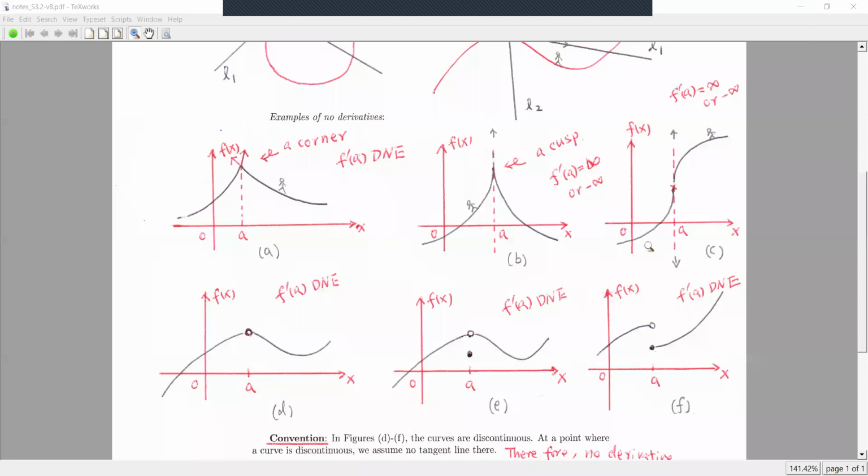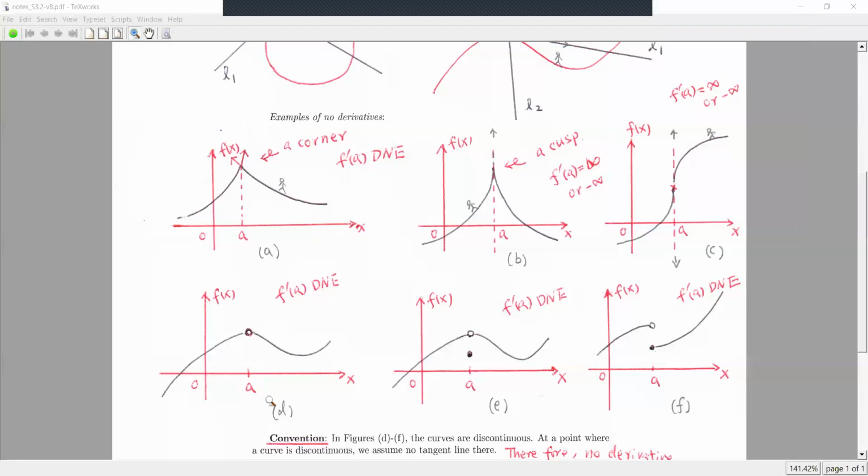Figure C. The graph of the function in this figure has a tangent line at the point A. The tangent line is this vertical line. So the derivative of the function at the point A is the slope of this vertical line. It is infinity or negative infinity. Because infinity is not a number, we also consider that the derivative at the point A in this case doesn't exist.